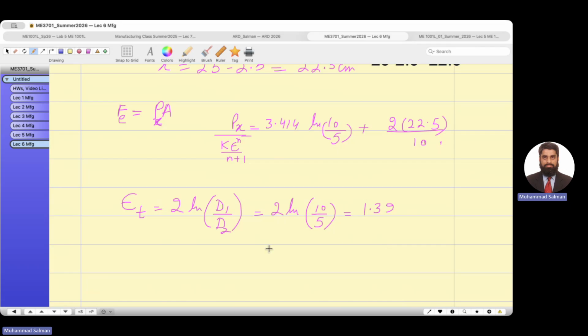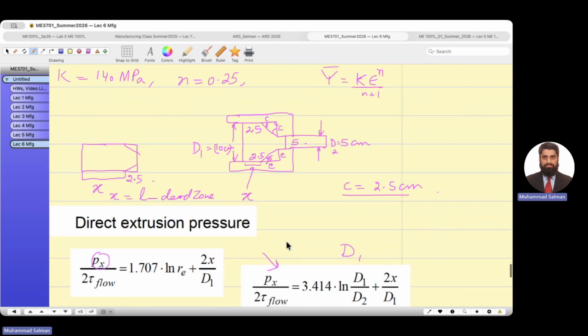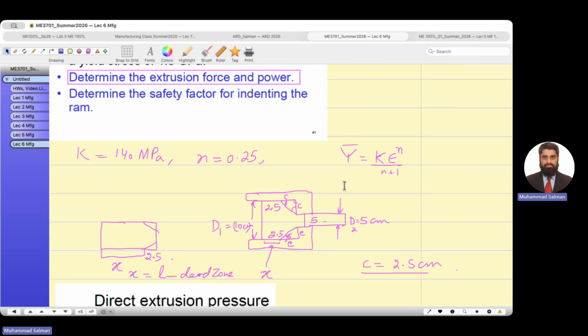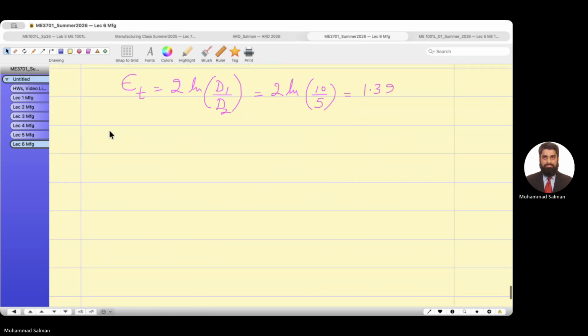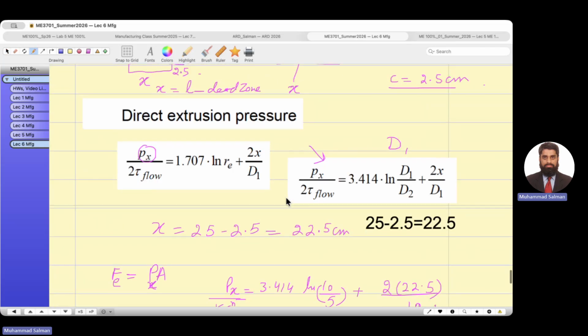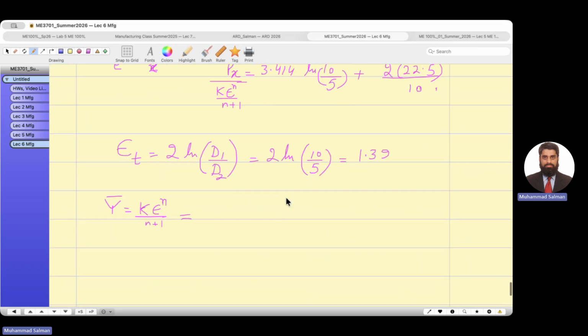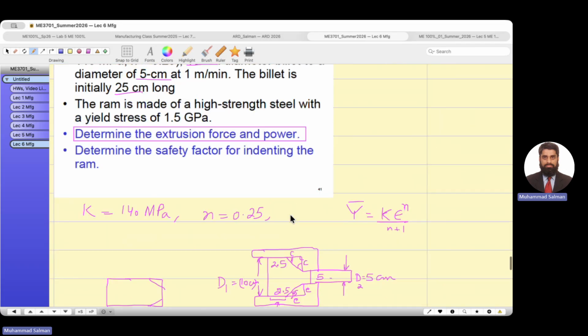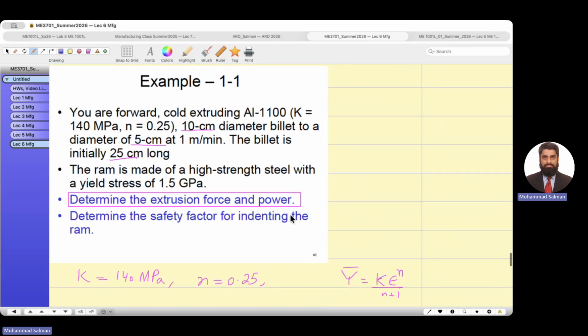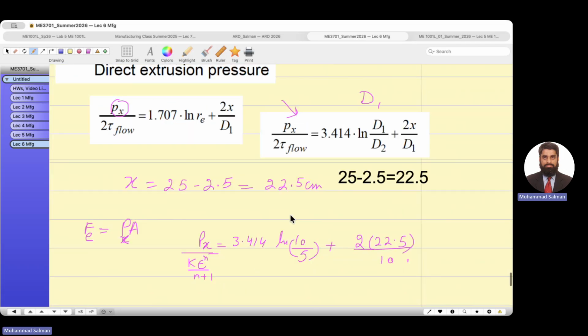And now after you do this, I'm trying to fill in this average flow stress. Now you will help me. Sigma y bar, the average flow stress, is 140 megapascal times 1.39, and the strength exponent is how much? 0.25.